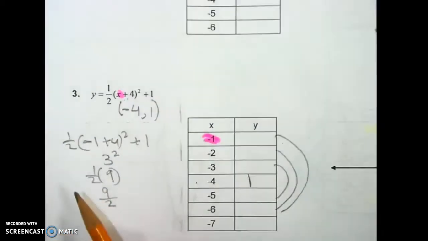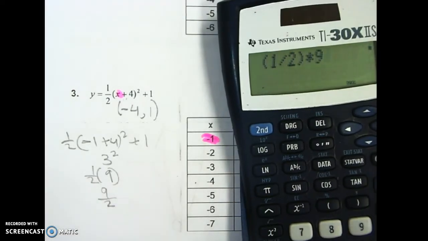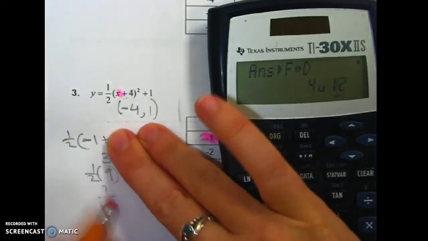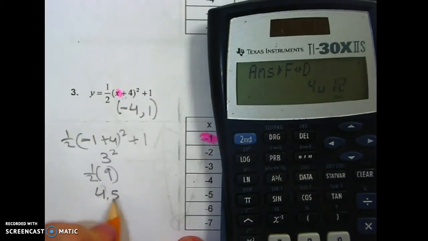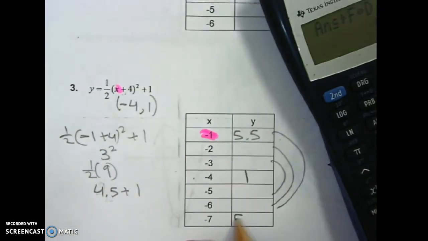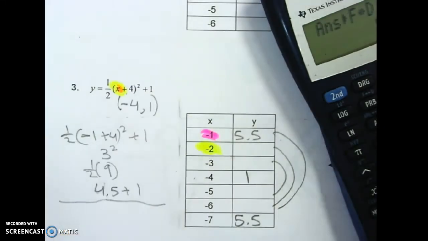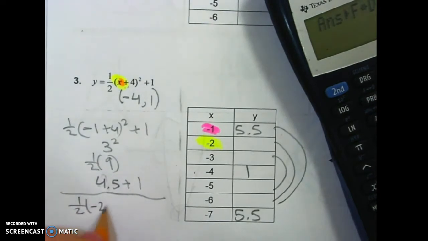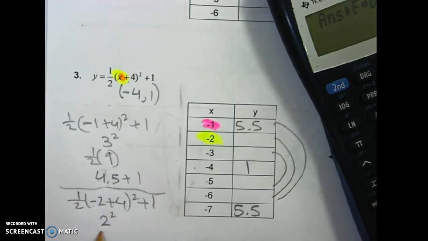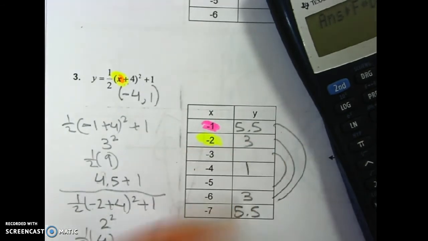If you didn't know that, you'll pick up your calculator and go 1 divided by 2 times 9, and it's 4.5. But if you second PRB it, it's 4.5. So I'll just write 4.5, and 4.5 plus 1 is 5.5. So if this is 5.5, this is 5.5. Now that we did -1, I'll do -2. Now make sure that you show all of your work. -2 plus 4 is 2. Squared is 4. Half of 4 is 2. Plus 1 is 3. Since this is 3, this is 3.